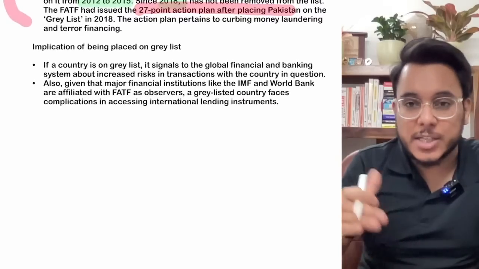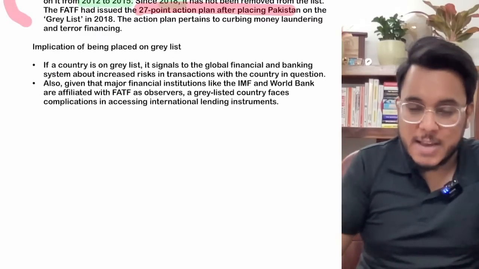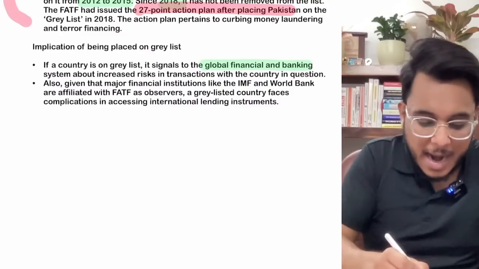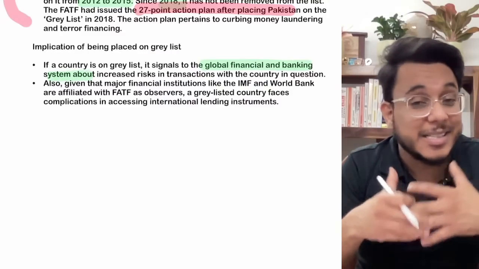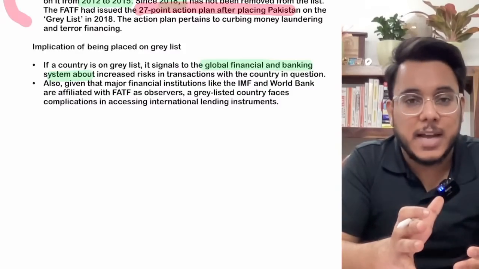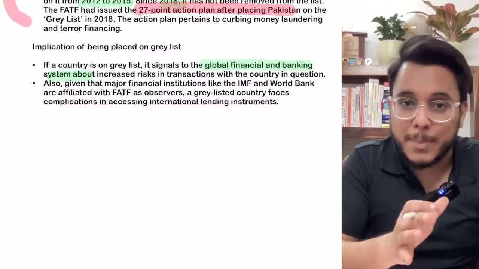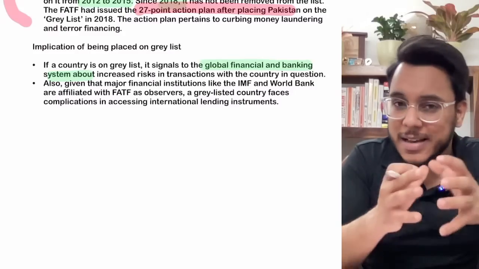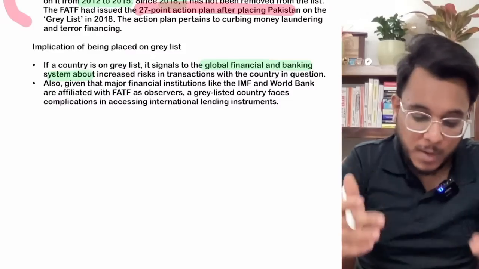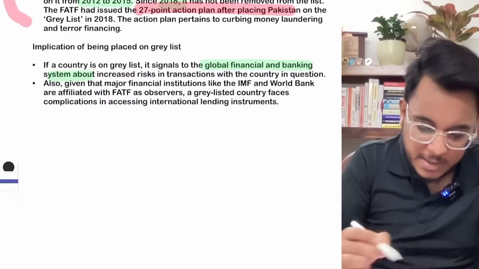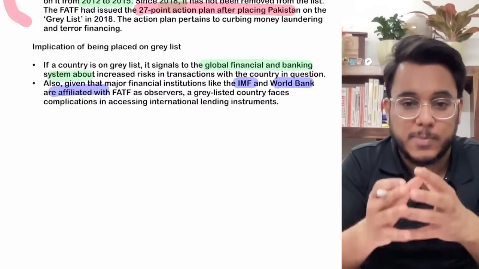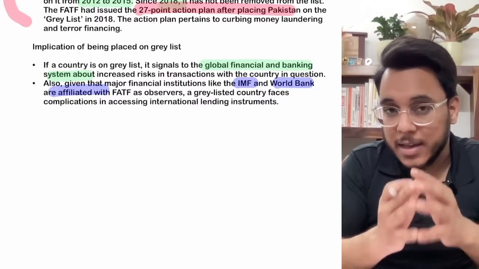Now, what are the implications of going into the grey list? If a country is placed into the grey list, it gives a signal to the global financial and banking system that there are risks associated with that country. If any transaction is done with that country, there might be repercussions. So therefore, they will be very much restrained. Full-fledged banking services will not be given to them. Moreover, if a country is in the grey list, then the IMF, World Bank, okay, or their organs which provide funding, will be restrained.